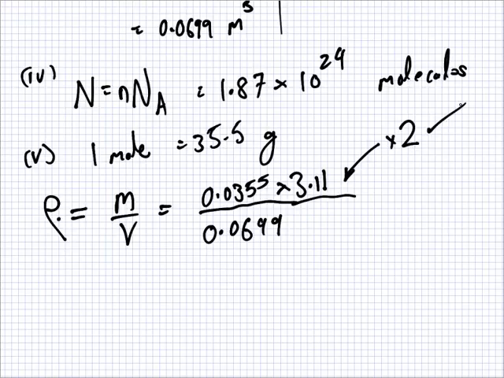Let's check actually the marking scheme. Yes, multiply by 2. 0.0355 times 3.11 times 2 over 0.0699, and you get the correct answer.